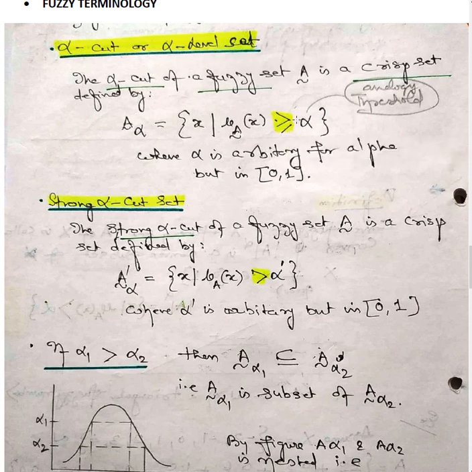Now here, we are considering the analysis with respect to the maximum threshold values, where alpha is an arbitrary value in the range of 0 to 1. That is the case of a normal alpha cut. But when we talk about a strong alpha cut, it is defined as x such that mu A of x is greater than alpha. So you have to select between these two.